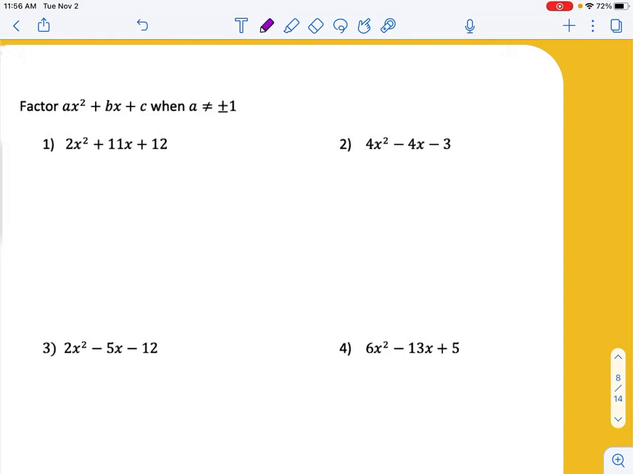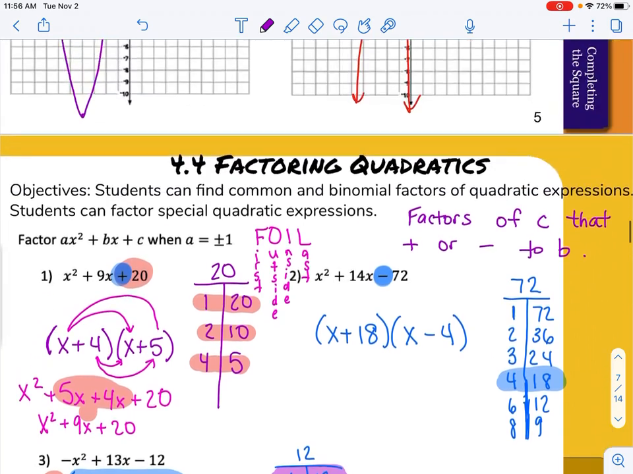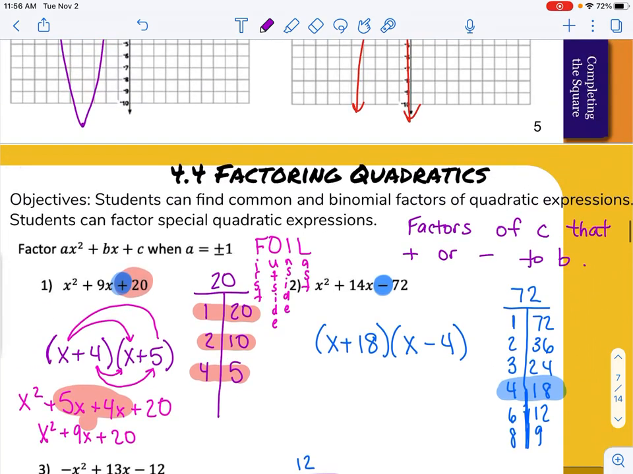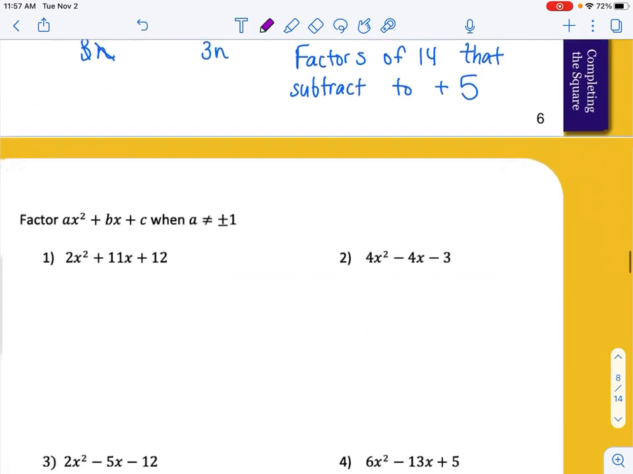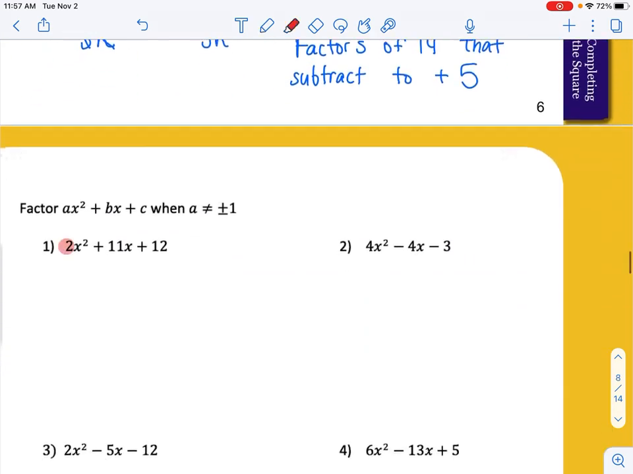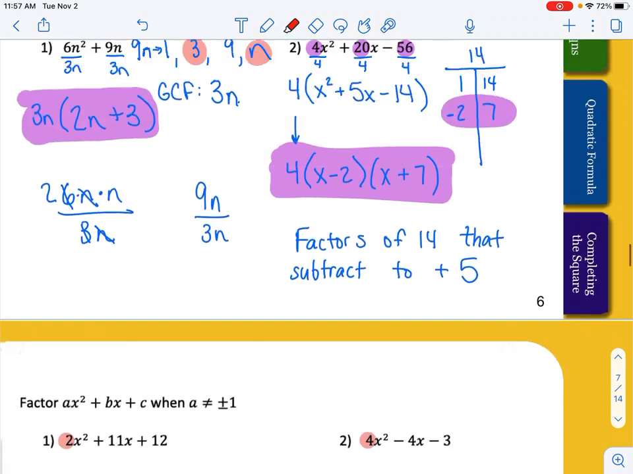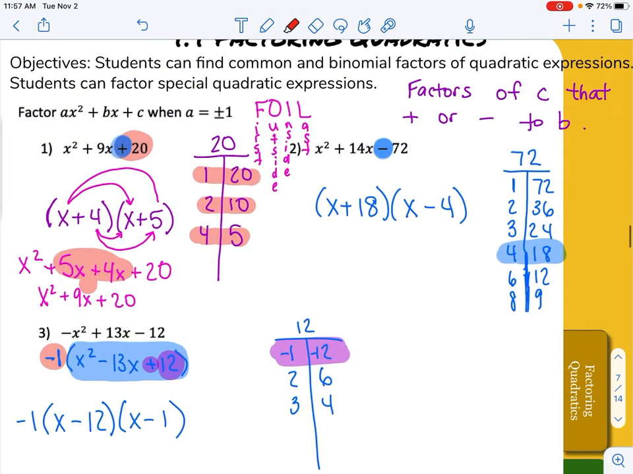Hello, today we are covering lesson 4.4, Factoring Quadratics, part 2. This is different than our previous lesson because now our a is equal to something other than 1 or negative 1, okay? Before we had a equal to 1 or negative 1, and now it looks different.